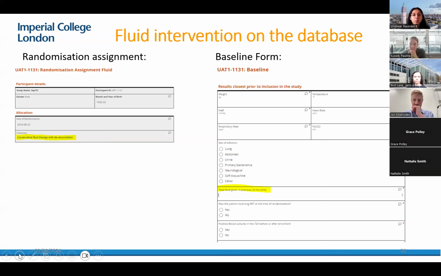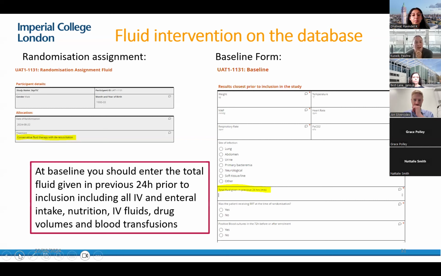So the baseline form, which you will complete on the day that the patient is randomized, will ask you for the total fluid given in the previous 24 hours. So if you click again, Janice, when we're asking for total fluid, we're asking for all IV nutrition, IV fluid, drug volumes, and blood transfusions should be all included in this total fluid given. Next slide.